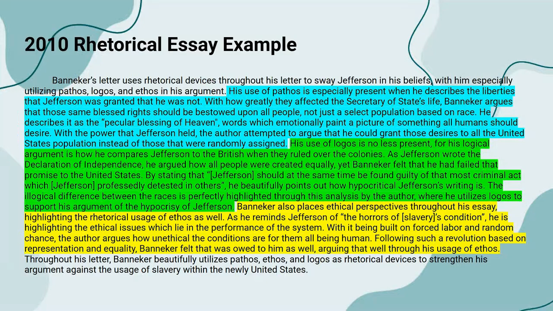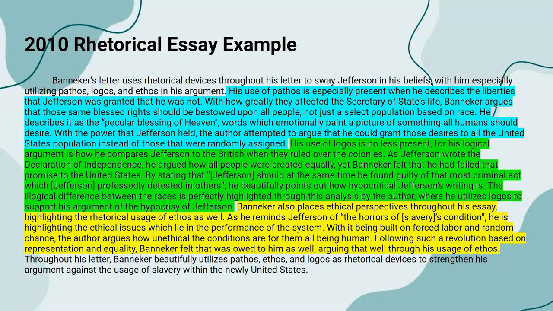For this last one, where it says this is for ethos, yes, this is for ethos, and he reminds Jefferson of the horrors of slavery's condition, which is something that Jefferson has seen, and ethos is obviously ethics, although it argues how unethical it is. I'll say this is actually probably the strongest of the three. Even though this one is a pretty solid one, it says how, following a revolution based on representation and equality, Banneker felt that it was owed to him, arguing that through his usage of ethos.